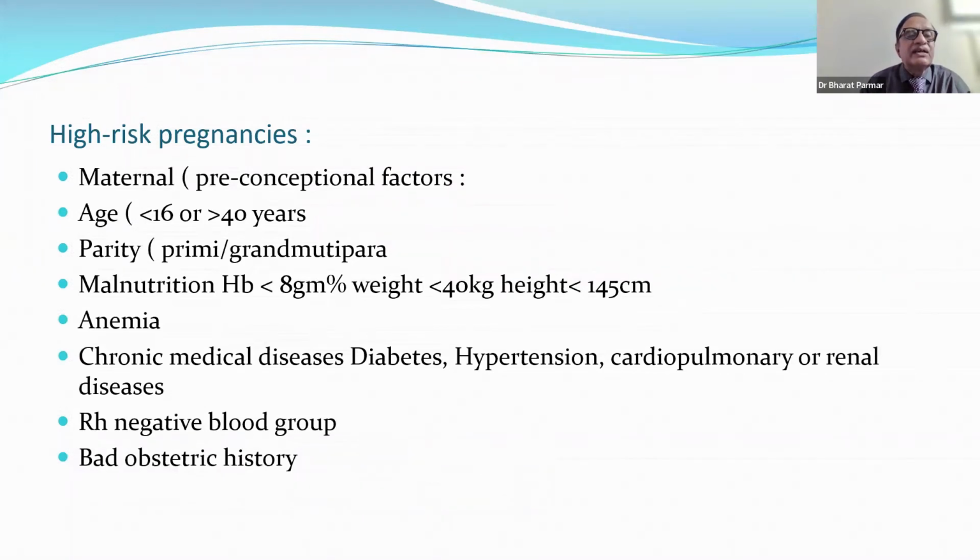High-risk pregnancy. Also, neonatal resuscitation is required in case of high-risk pregnancy, when there is a maternal preconceptional factor: age less than 16 or more than 40, primi or a grand multipara, malnutrition, hemoglobin less than 8 gram percent, weight less than 40 kg, and height less than 145 cm. There is maternal malnutrition, anemia, chronic medical disease, diabetes, hypertension, cardiopulmonary and renal disease, RH negative blood group, and bad obstetric history; it requires neonatal resuscitation.